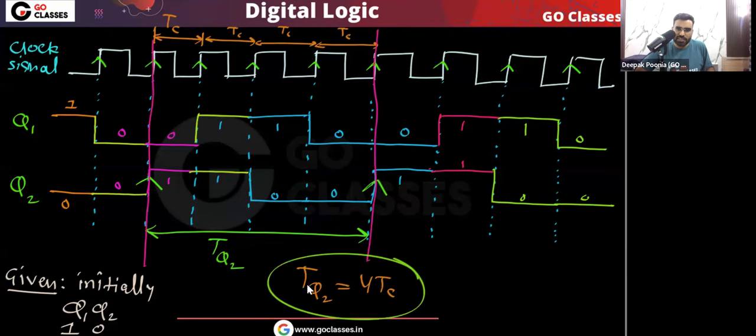And remember, what is 1 divided by TQ2? That is frequency, because frequency is 1 divided by T. Yes or no? 1 divided by cycle time. So from here, you can easily see what FQ2 will be. FQ2 will be FC divided by 4. Is this clear? Simple point, because we already know that TQ2, the cycle time or time period of the Q2 output, is basically 4 TC.